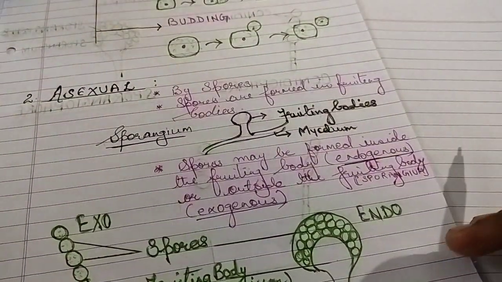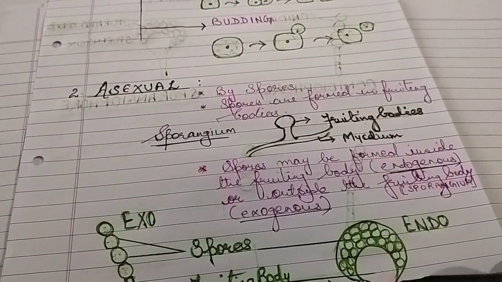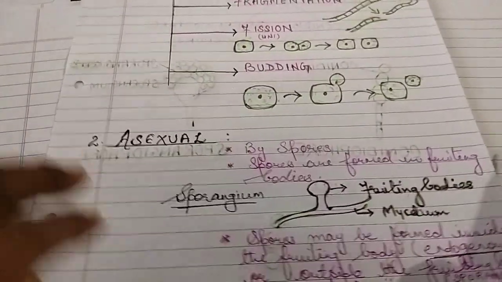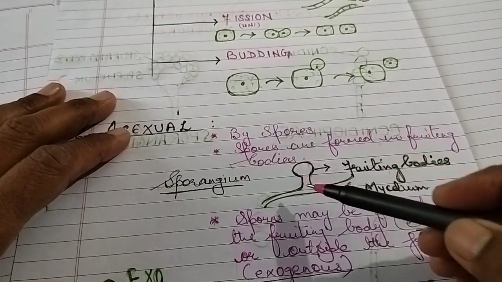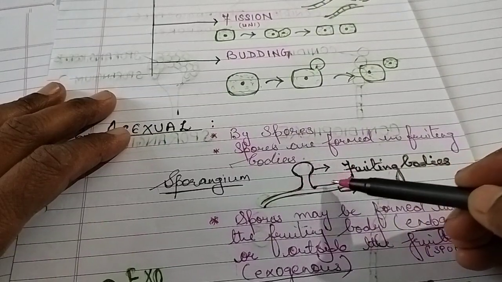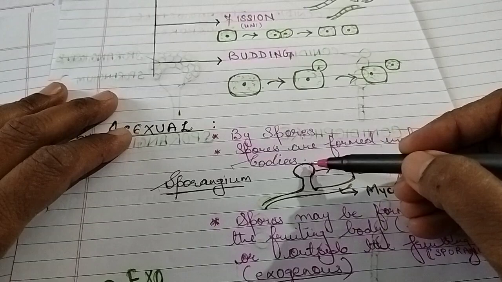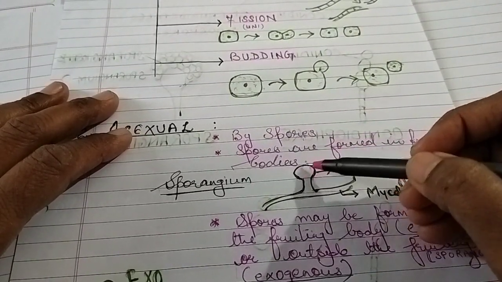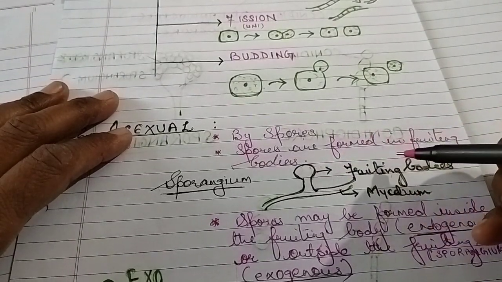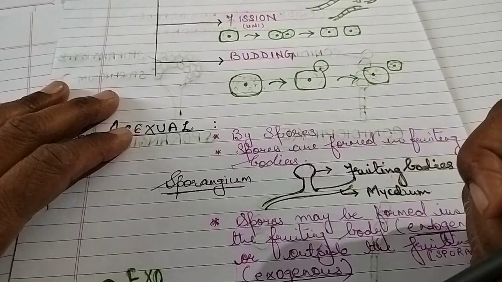You can see here, spores are formed in the fruiting body. What is a fruiting body? See in this picture. This is the hyphae mycelium. It elongates, outgrows from one side, and in turn forms a sac-like, bag-like structure. This sac-like structure is called the fruiting body, and this fruiting body bears spores.